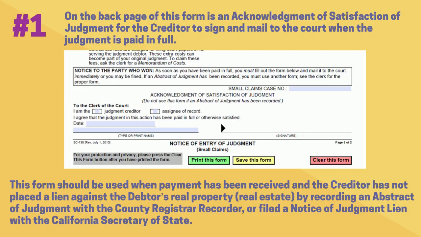The form should be used when payment has been received and the creditor has not placed a lien against the debtor's real property, real estate, by recording an abstract of judgment with the county registrar recorder, or filed a notice of judgment lien with the California Secretary of State.